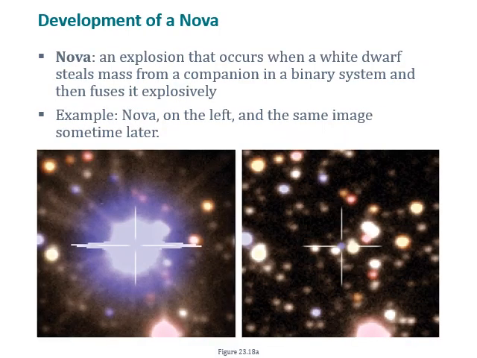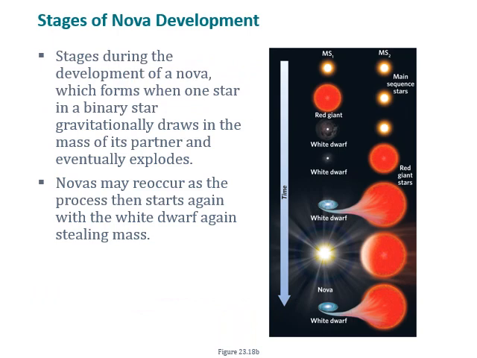A nova is an explosion that occurs when a white dwarf steals mass from a companion in a binary system and then fuses it explosively. On the left, we have a nova in the same image sometime later. Here are the stages of nova development. When one star in a binary star gravitationally draws in the mass of its partner and eventually explodes. Novas may reoccur as the process then starts again with the white dwarf again stealing mass.